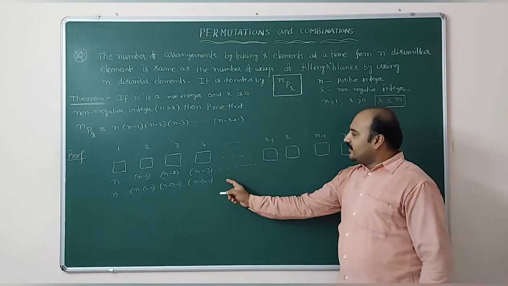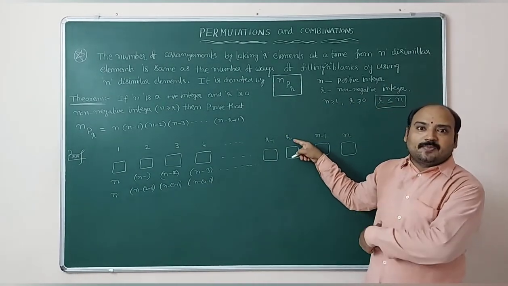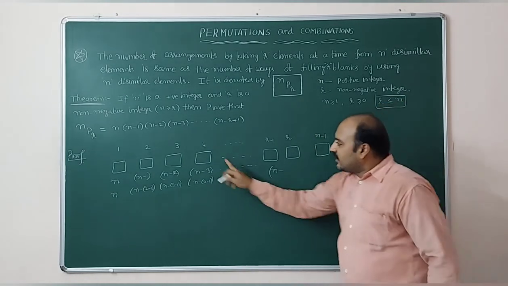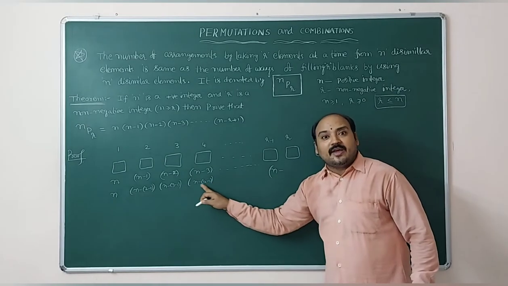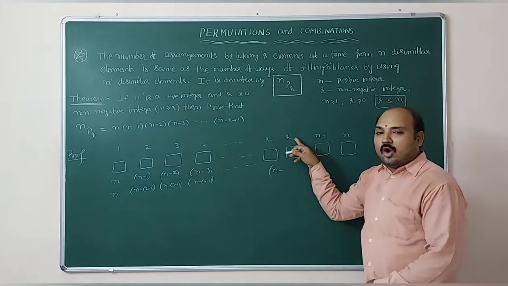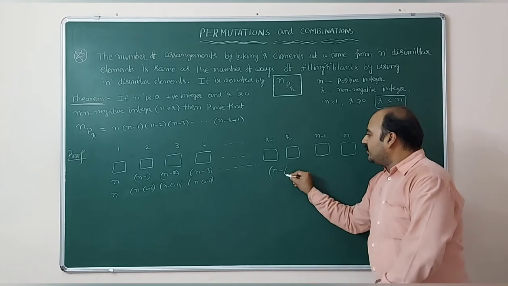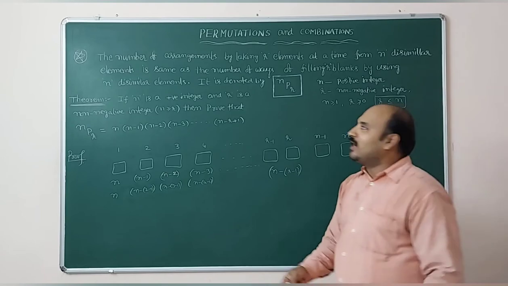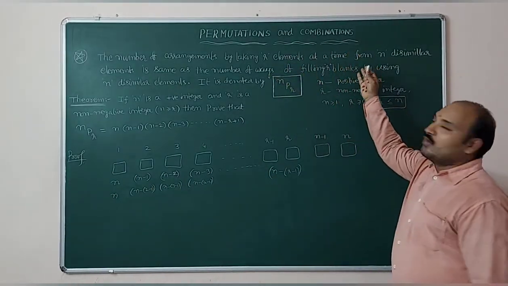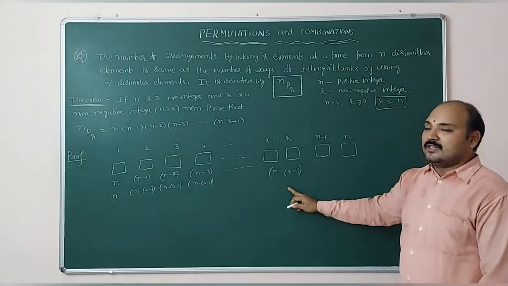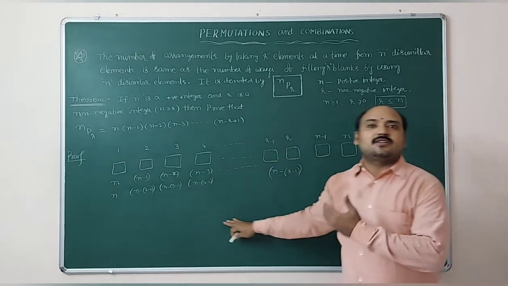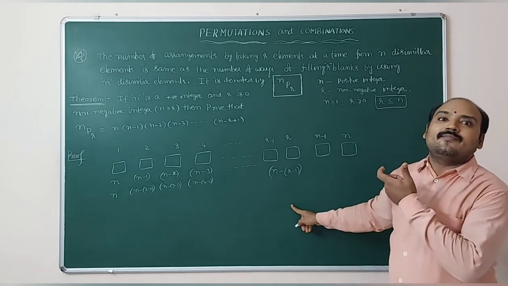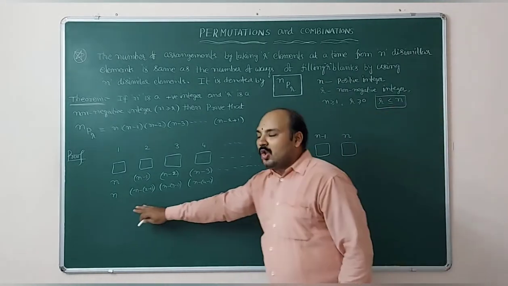This is the way. Like this, for all terms, the rth blank we fill with n minus of r minus 1. Here the fourth blank means n minus of 4 minus 1. Similarly, the rth blank I am going to fill with n minus of r minus 1. They are asking to calculate arranging r elements at a time from the n dissimilar things. So these are the operations done while arranging r elements from n dissimilar things. These are all the operations.